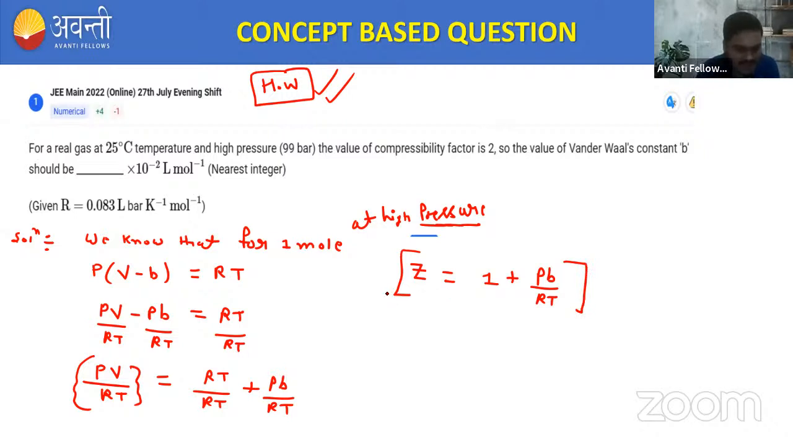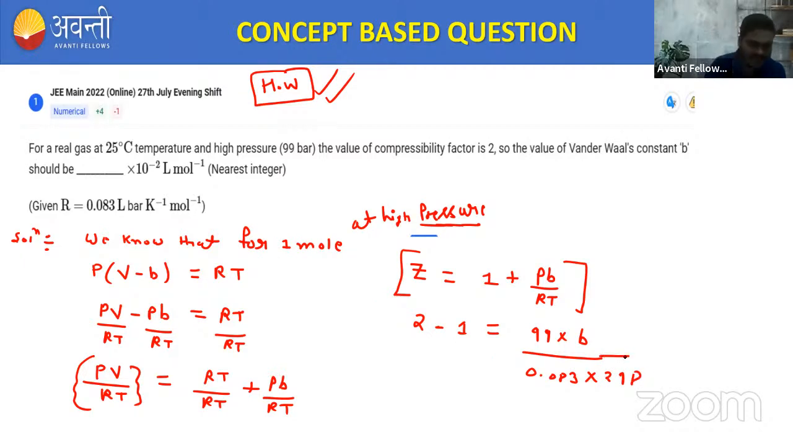Now in this question, the value of Z is given, I guess, right? So the compressibility factor is 2. So just write 2, right? And this is minus 1. And this is equal to PB upon RT. What is the pressure? 99. B you have to calculate. What is R, beta? R is given, that is 0.083. And what is T? So T is also given, I guess, 25 degrees Celsius, or we say 298 Kelvin. Okay? 298 Kelvin. So this is how we actually calculate this.